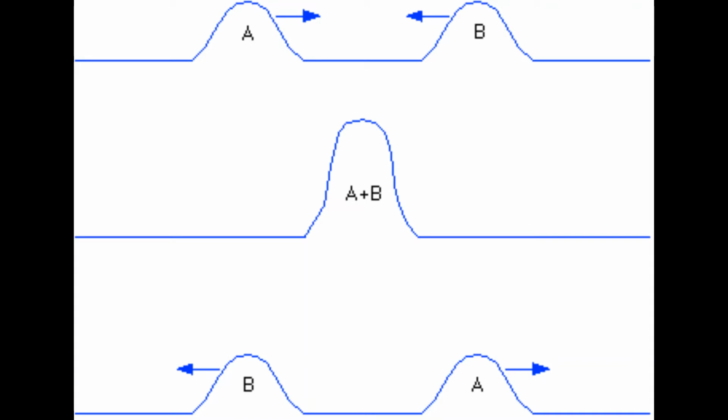After which, the single large wave separates into two smaller waves again, A and B, each of which continues moving in opposite directions.